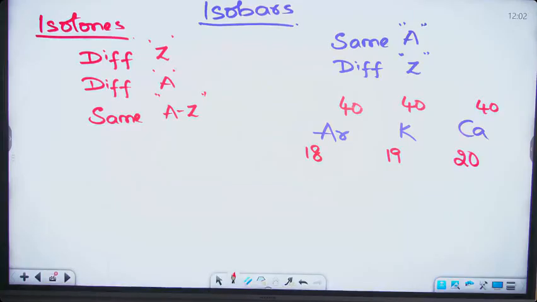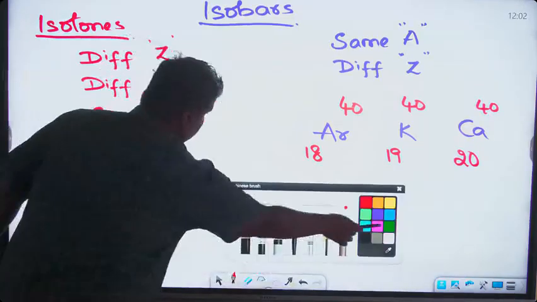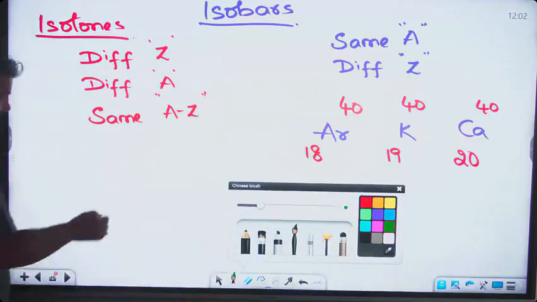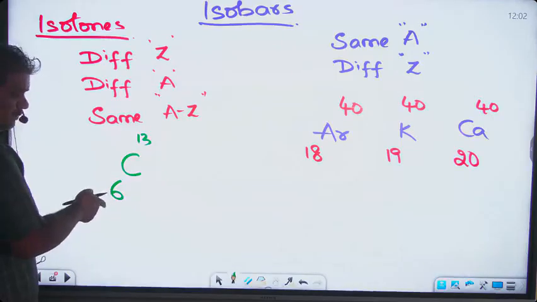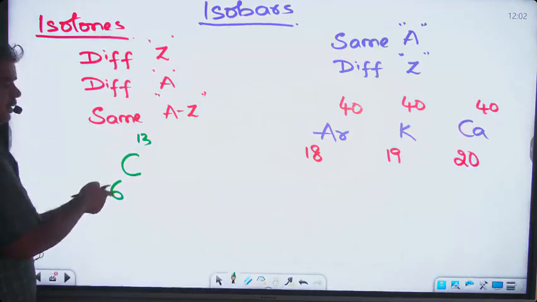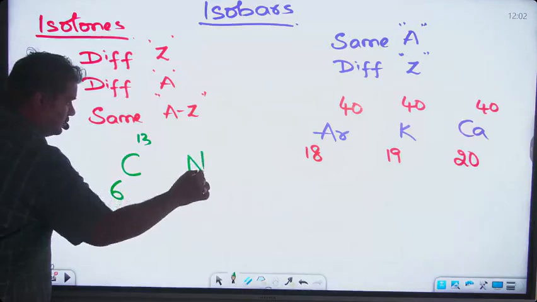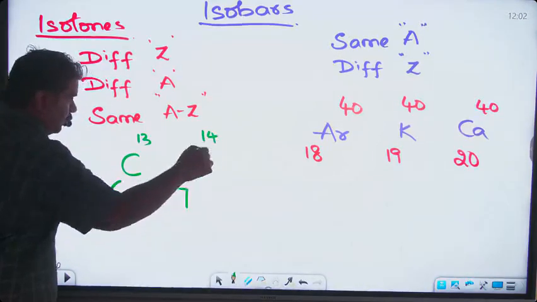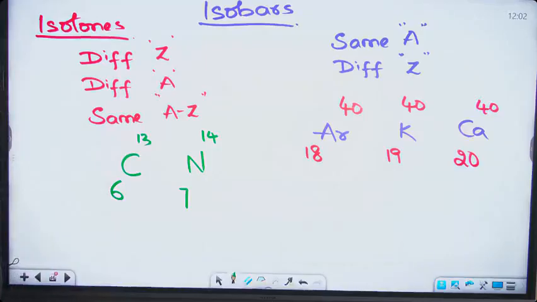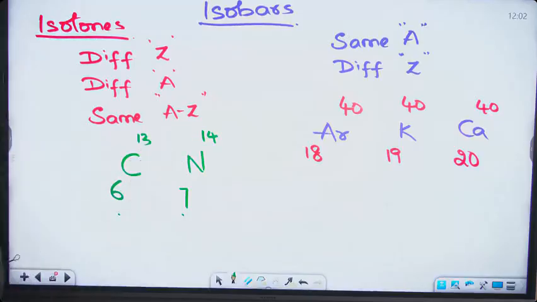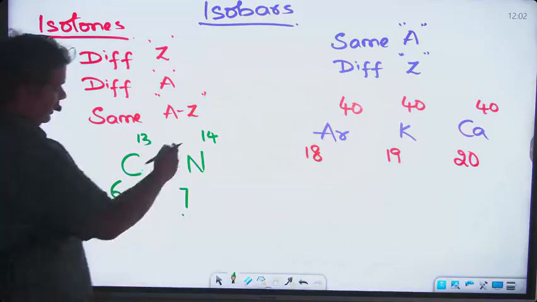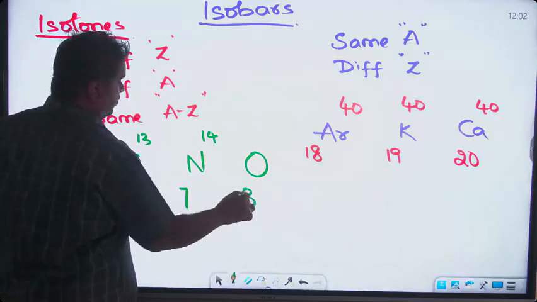The neutron number must be the same, while the atomic number and mass number are different. For example, in the case of carbon, C-13, how many protons and neutrons do we have here? Suppose you take nitrogen-14: number of protons 7, number of neutrons 7. So here the atomic numbers are different, but the neutron numbers are the same. Suppose you're talking about oxygen-15.